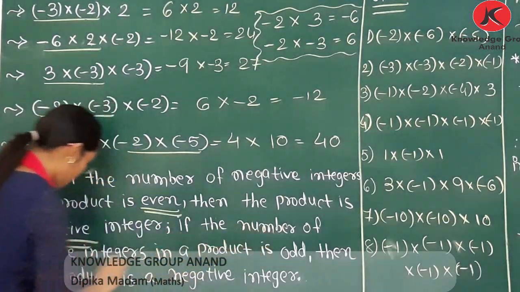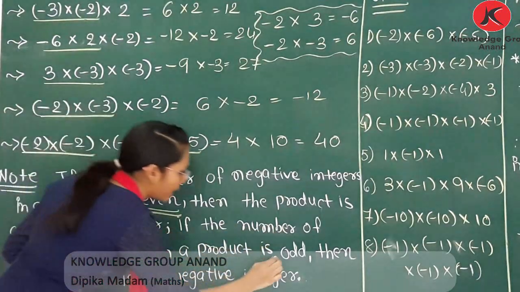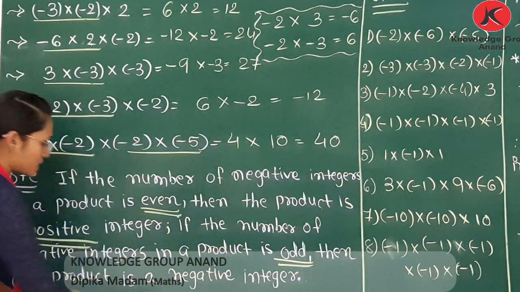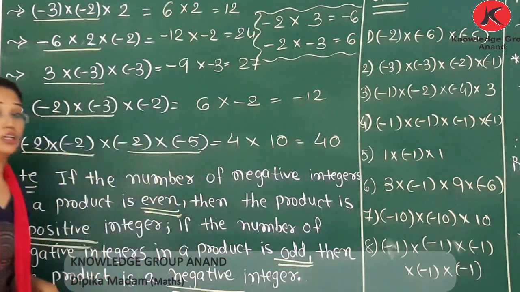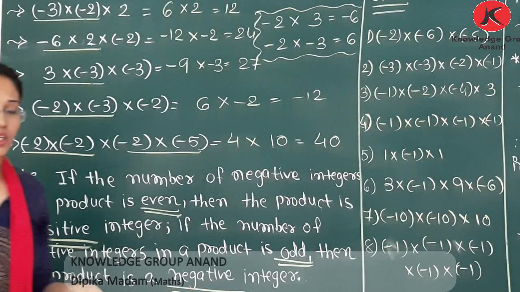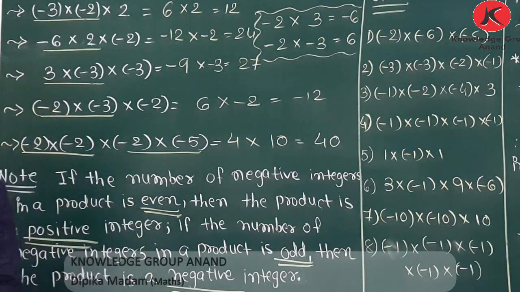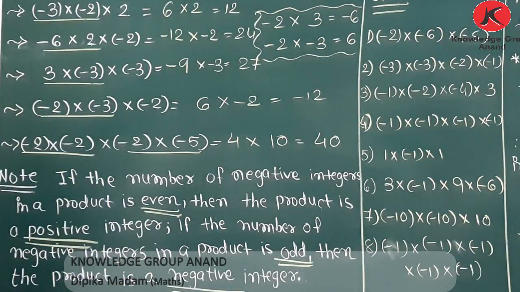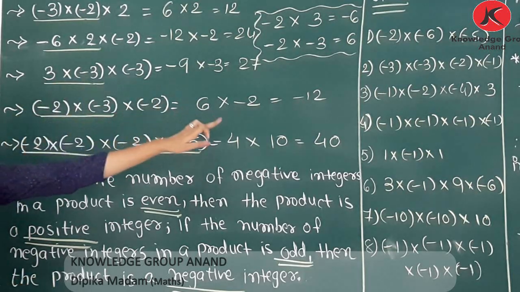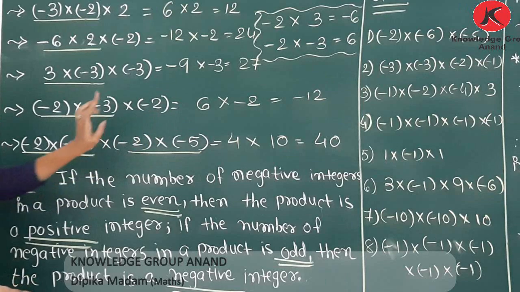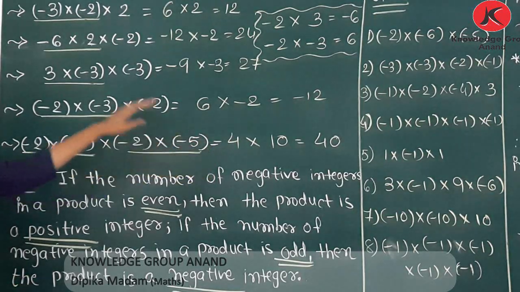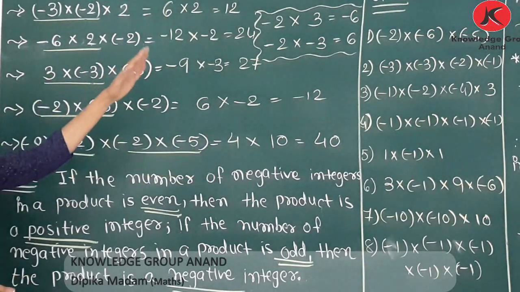If the number of negative integers in a product is odd, that is, 1 negative integer, 3 negative integers, 5 negative integers, then the answer is a negative integer. You can see here 3 negative signs, the answer is negative. 4 negative signs, the answer is positive. 2 negative signs, the answer is positive.